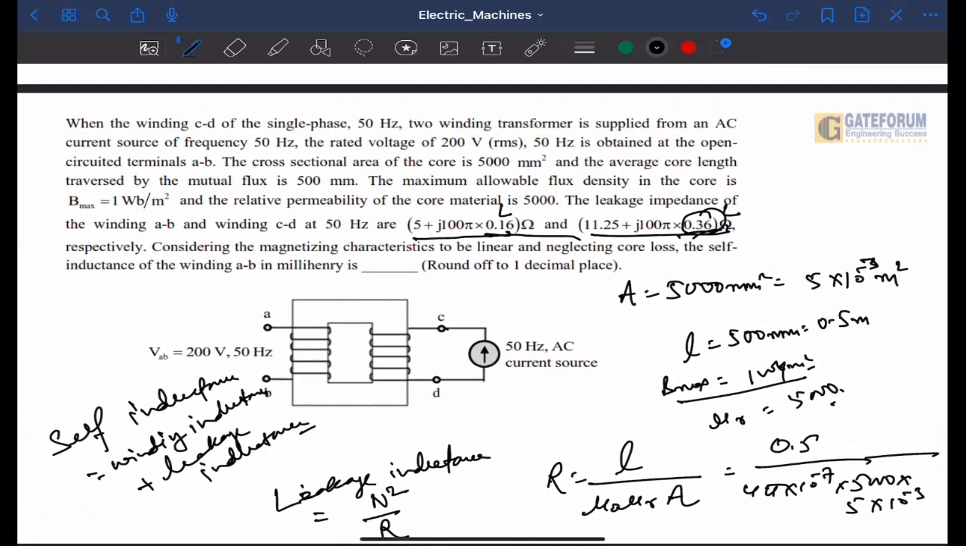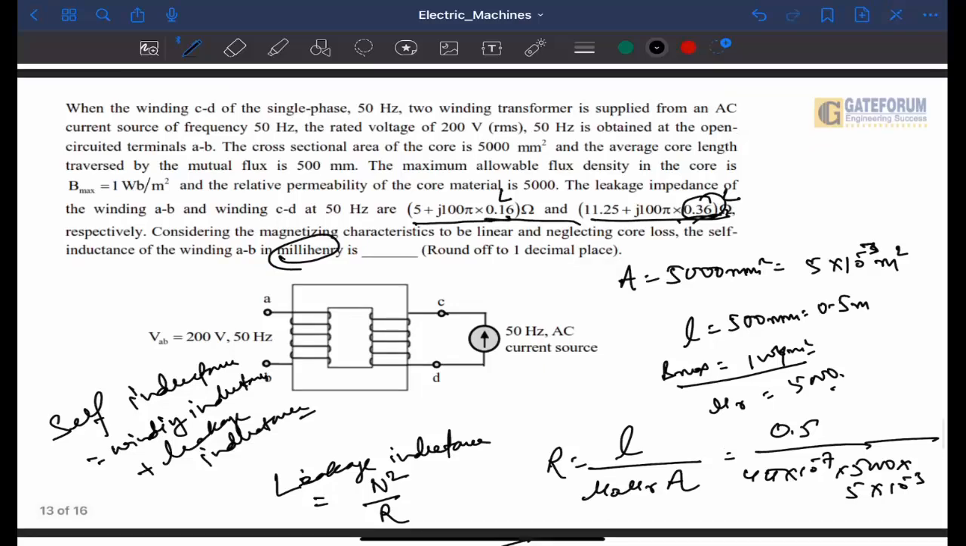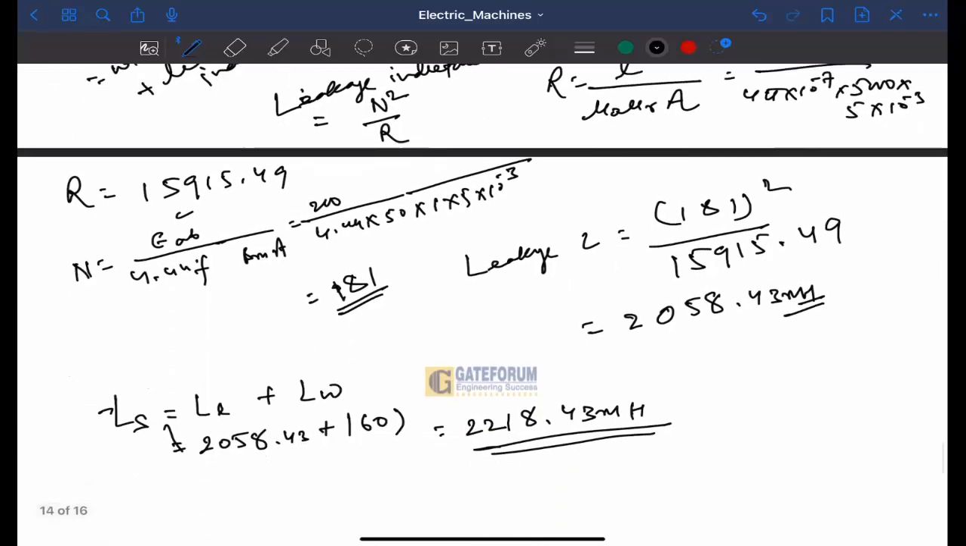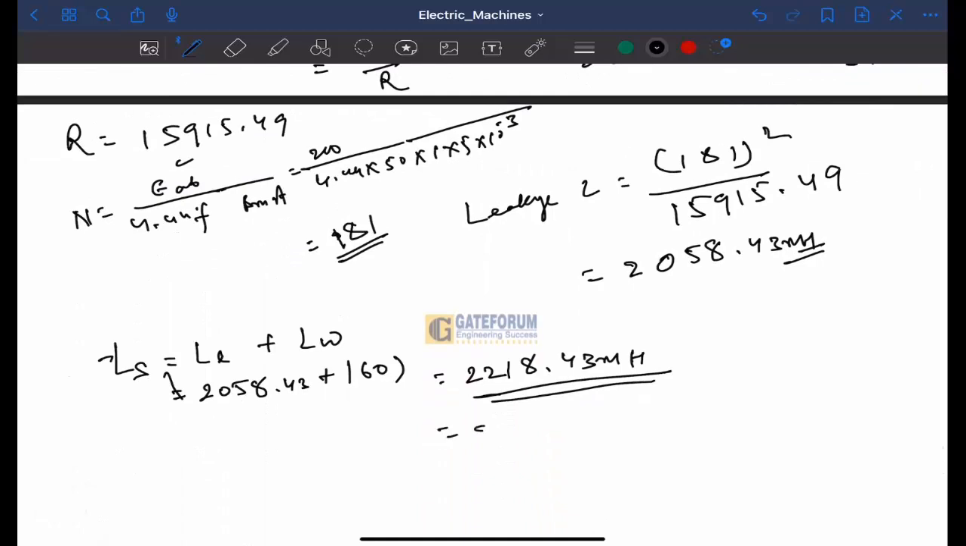Now we will see the self inductance of the winding AB in millihenry they have asked. So we have calculated everything in millihenry and round off to 1 decimal. Round off to 1 decimal. So the correct answer is 2218.4 as per question requirement.